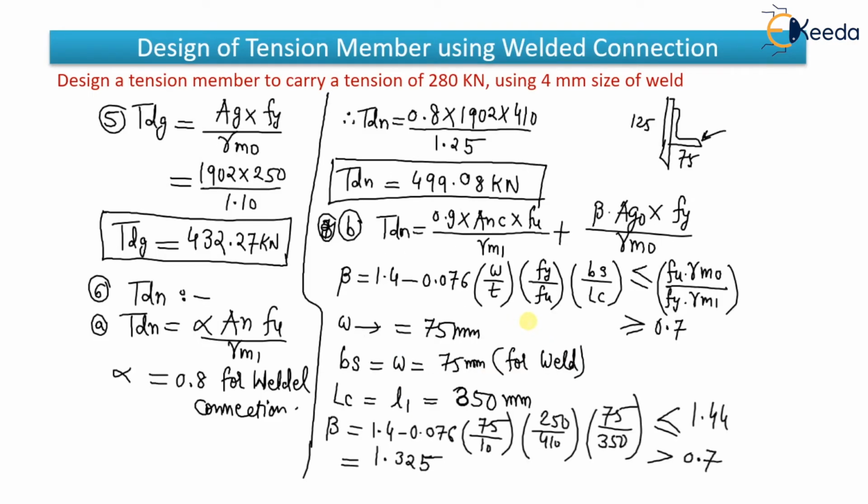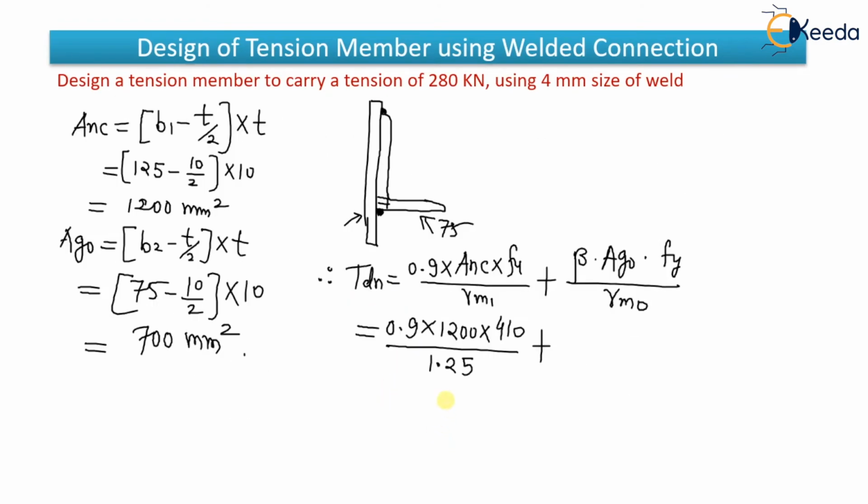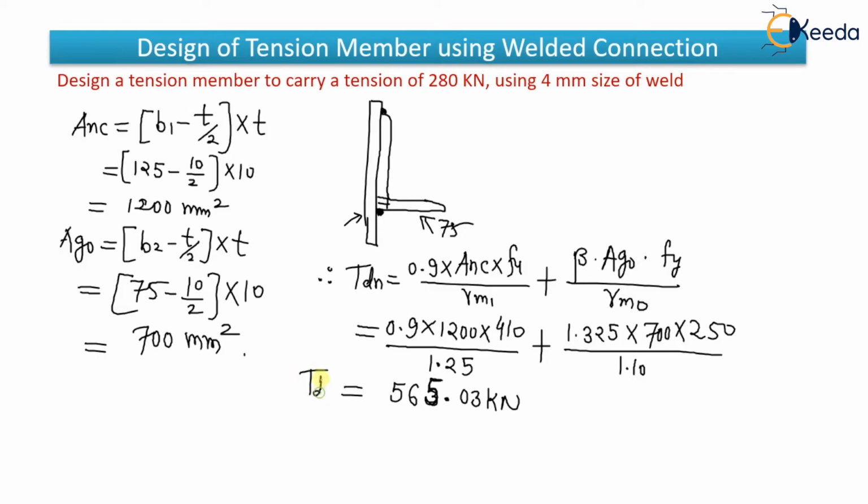Beta we have calculated. Let's check it in the previous step. How much is it? It is 1.325. Here it is. So I'll put 1.325 into AGO. It is calculated here. It is 700 into Fy. Fy is taken as 250, divided by gamma M0, it is 1.10. So let's calculate that. After the calculations, if you pause the video, you can do the calculations by yourself. It will come around 365.03 kilonewton. I'm directly writing it in kilonewton. First your answer will be in Newton. You can convert it into kilonewton by dividing it by 1000 or multiplying it by 10 raised to minus 3.